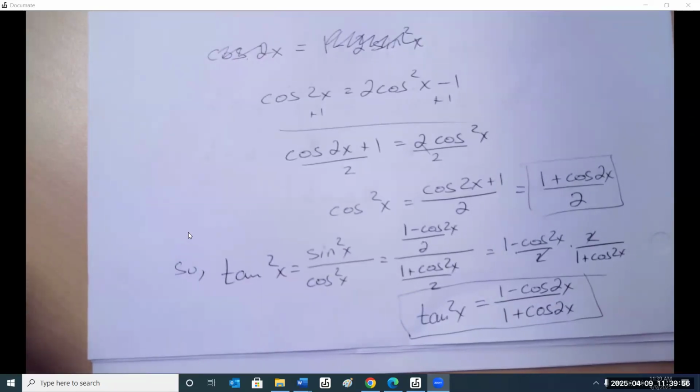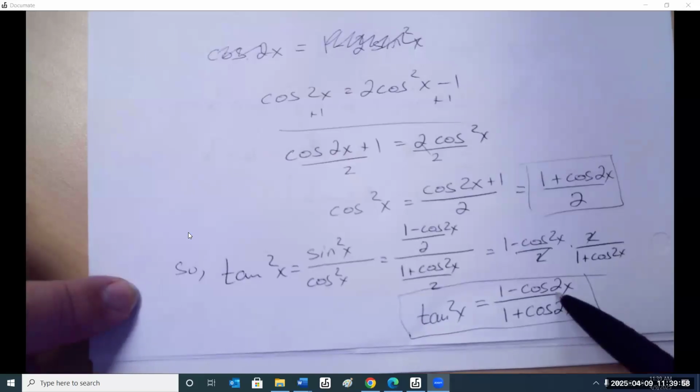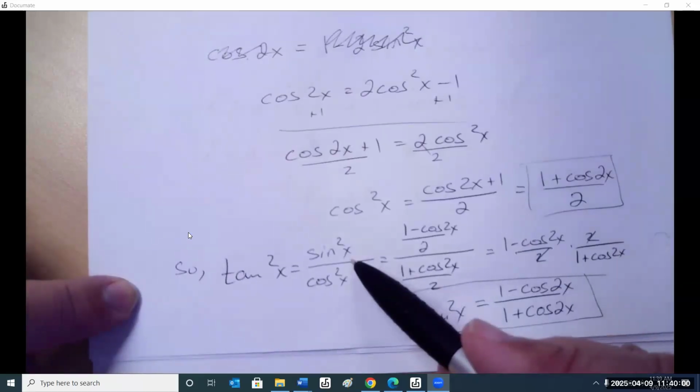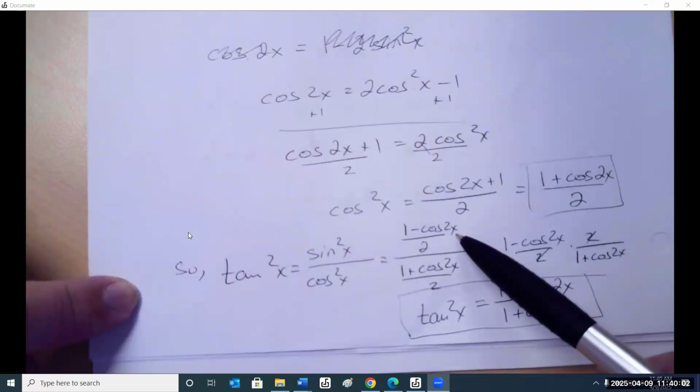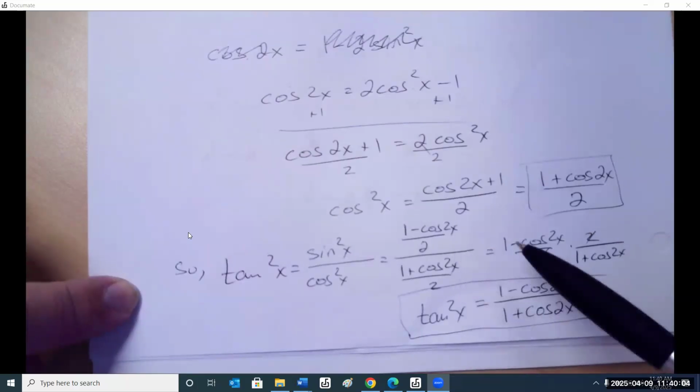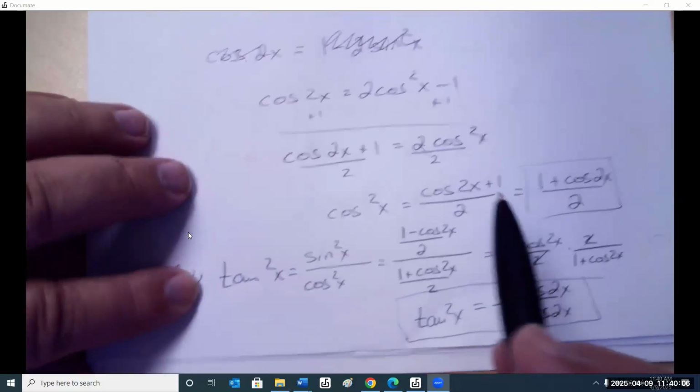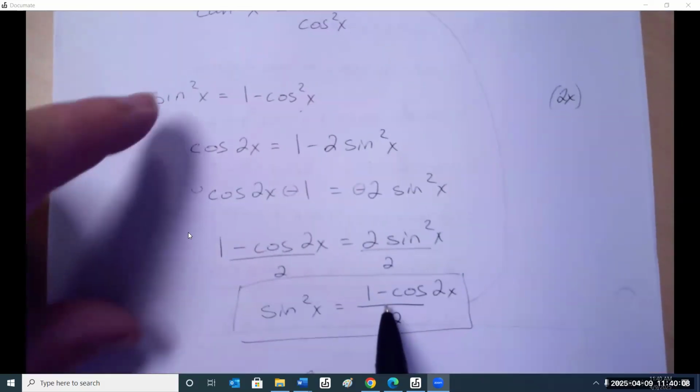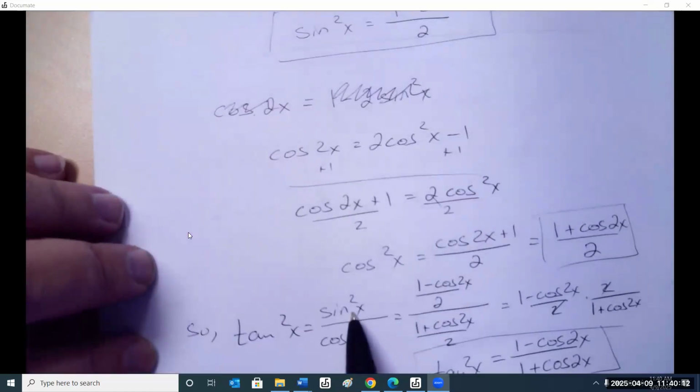Which one? This one? 1 minus cosine 2x over 2. That one. Yeah. From right here. That's right. That's the whole thing I worked out here for sine squared. That's what sine squared equals.